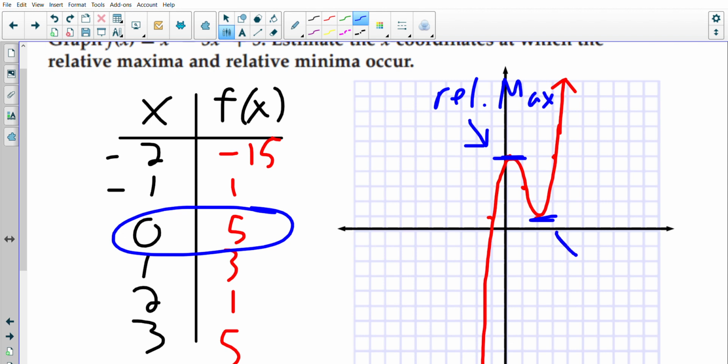And then a relative min. Now let's do green. Because that is its relatively low point. So at 2, 1. Right? So that's what we're talking about when we talk about relative maximum.